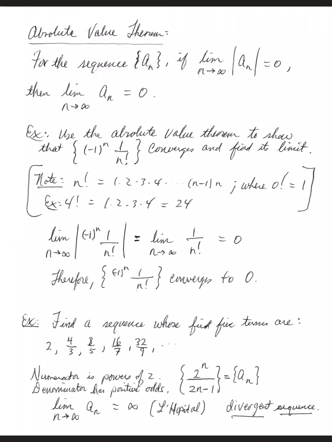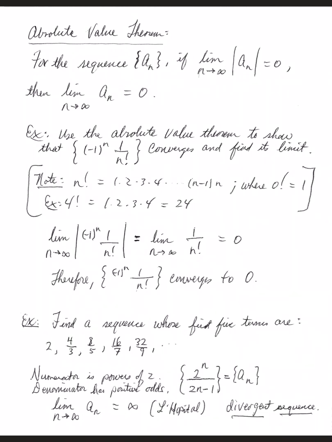Let's continue with our discussion of sequences. The absolute value theorem for the sequence a_n: if the limit as n approaches infinity of the absolute value of your sequence equals 0, then the limit of your sequence without absolute values will also equal 0.